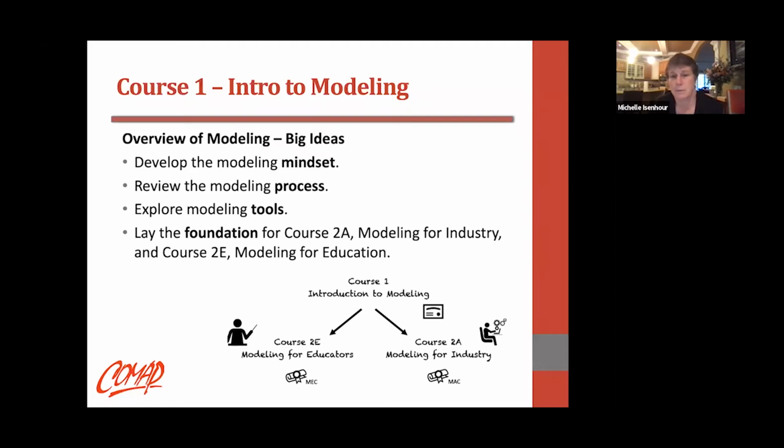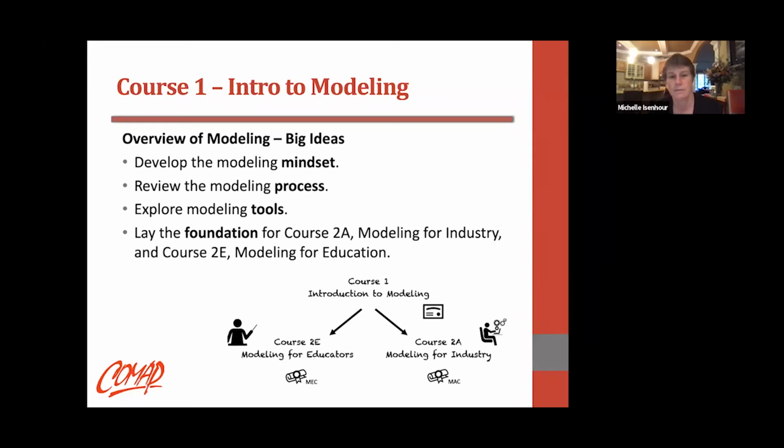Course 1 is common to both tracks and introduces or reintroduces in some cases participants to the fundamentals of modeling. It will include an overview designed to showcase the breadth of problems that can be solved through mathematical modeling, as well as expose participants to various concepts and processes. This course will lay the foundation for the certificate-specific courses that follow.